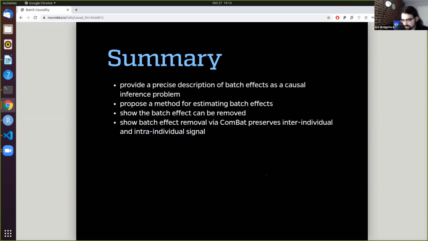And so in summary, we proposed a strategy for basically more precisely posing the batch effects problem as a causal problem. We proposed a method for estimating batch effects and differentiating batch effects from associational effects at the inter-data set level. We showed that batch effects could be successfully removed with combat correction, and we showed that combated connectomes preserved between and within the individual properties of interest.